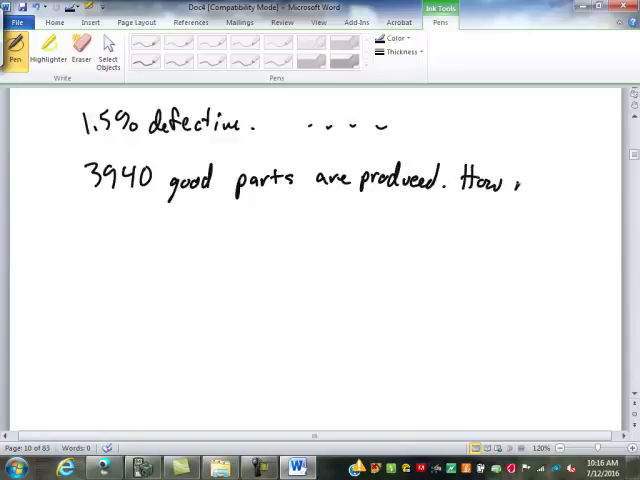How many total parts were produced? Well, if I were to jump in to solve this, where does the 1.5 go here? Okay, so if we do that, 1.5 over 100 for a percent. On the other side here, where does the 3940 go?